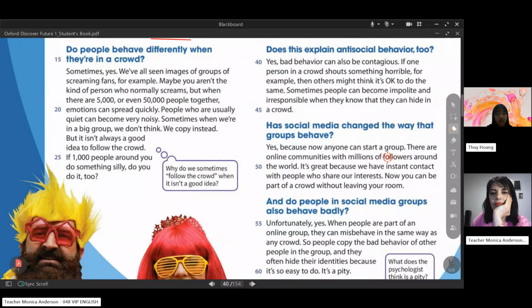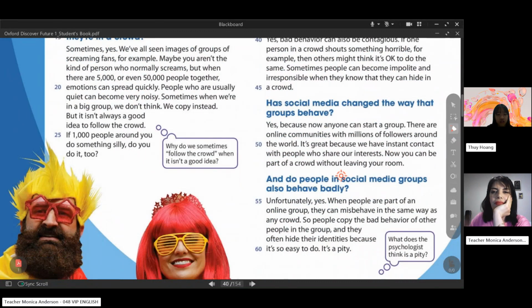Has social media changed the way that groups behave? Yes, because now anyone can start a group. There are online communities with millions of followers around the world. It's great because we have instant contact with people who share our interests. Now you can be part of a crowd without leaving your room.